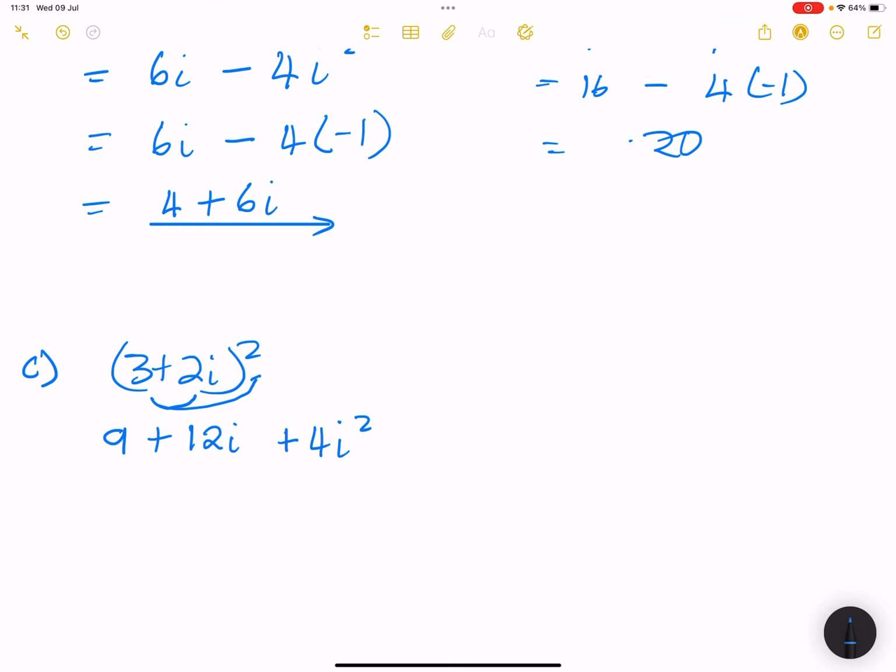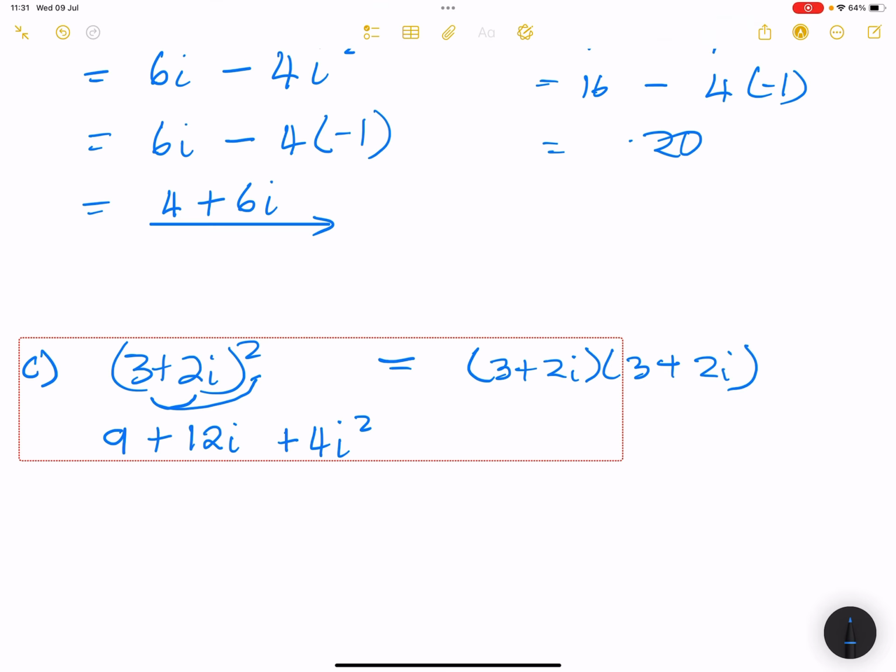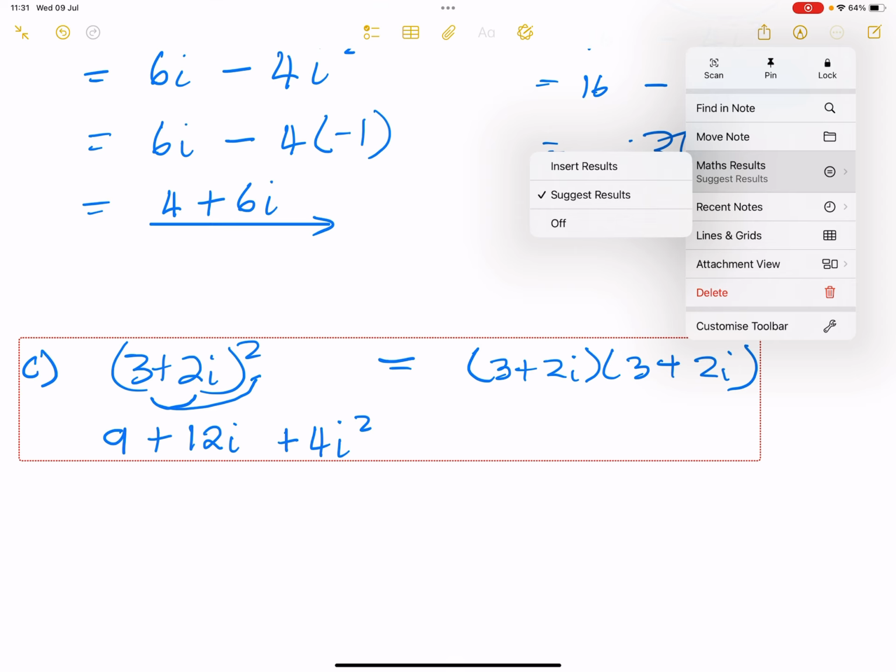Otherwise, what you could have done is just to expand it. You'll see I'll have 3 plus 2i, I'll have 3 plus 2i. And so what happens in that case?